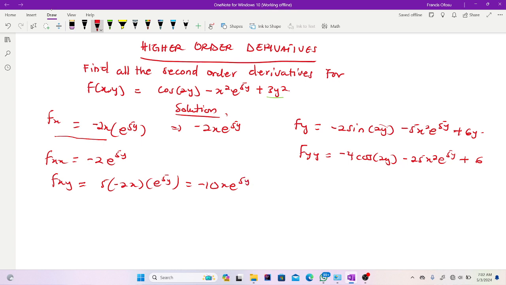Then fyx will be equal to, I'm differentiating this whole expression with respect to x. With respect to x, my first term will go. Negative 2 sine 2y goes because it's a constant. So 0. Then with respect to x, I'm going to get negative 10x. Then this is also a constant. So minus 10x e to the power 5y. Then my 6y also turns 0. So my fyx is simply equal to negative 10x e to the power 5y.